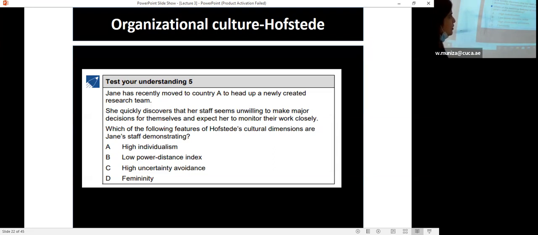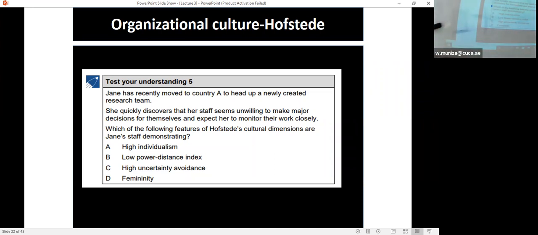She quickly discovers that her staff seems unwilling to make major decisions for themselves. So the subordinates are not able to make decisions for themselves and expect her to monitor their work closely. So they want close supervision by Jane. The new research team has been formulated, but they are not able to take any kind of initiatives. Which kind of features are they demonstrating?